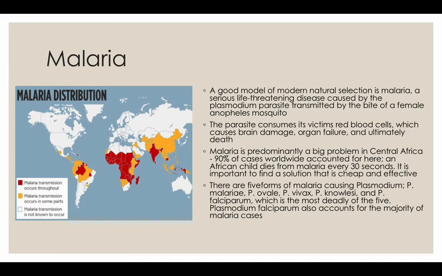There are 5 forms of Plasmodium which cause malaria: P. malariae, P. ovale, P. vivax, P. knowlesi, and P. falciparum. P. falciparum is the most common, as well as the deadliest strain out of the 5. To the left is an image of the malaria distribution worldwide.